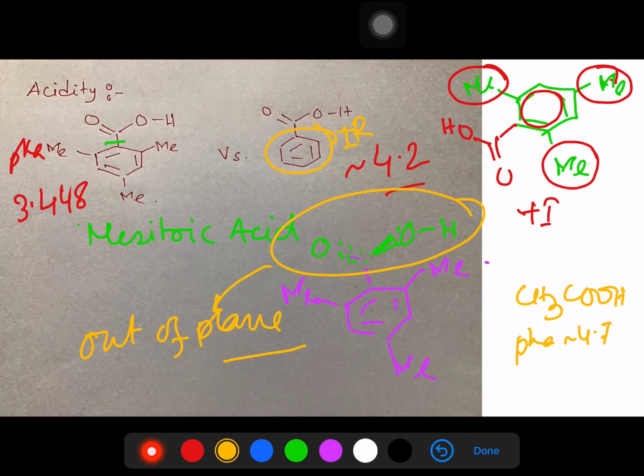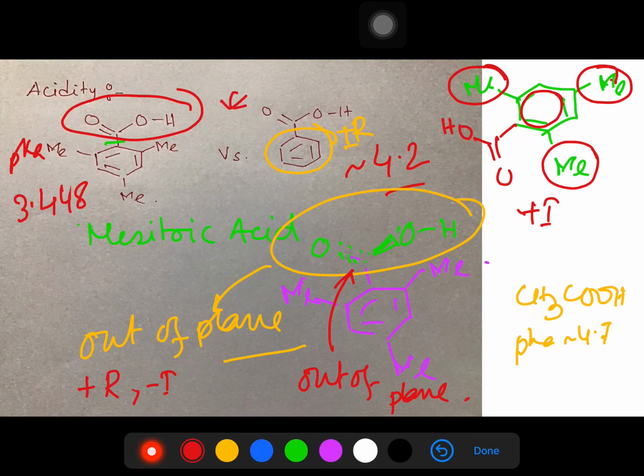Generally what type of effect does the phenyl group have? Phenyl group has one, plus R effect, and another, minus I effect. Both effects are there. So in this case plus R is not possible because this carboxylic acid is out of plane. So plus R not possible. Now question, is minus I possible? And that is exactly what is happening. That's why this is slightly more acidic compared to simple benzoic acid.